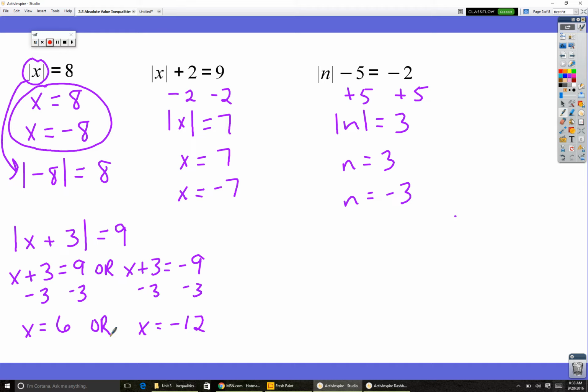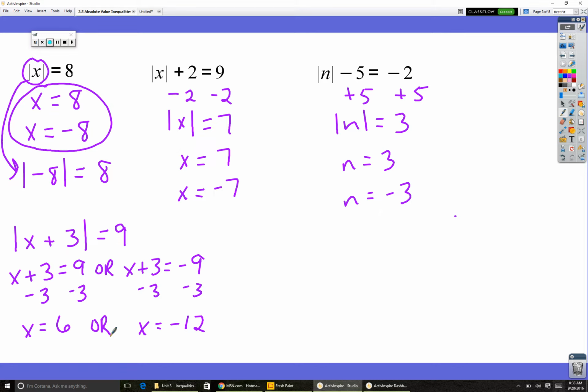So if we put a 6 in for x here, we'd have 6 plus 3, and that's 9, and the absolute value of 9 is 9. If we put in a negative 12 for x, we'd have negative 12 plus 3, which is negative 9, and the absolute value of negative 9 is 9.